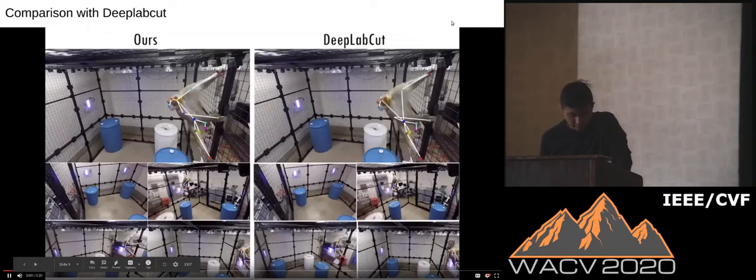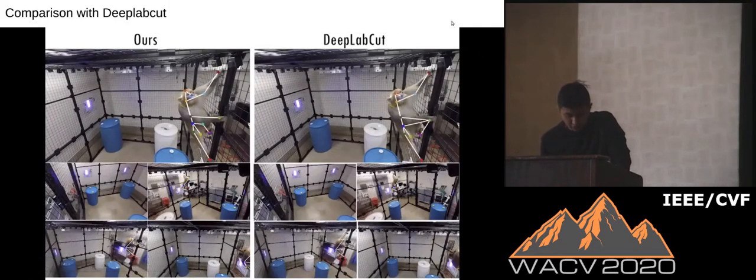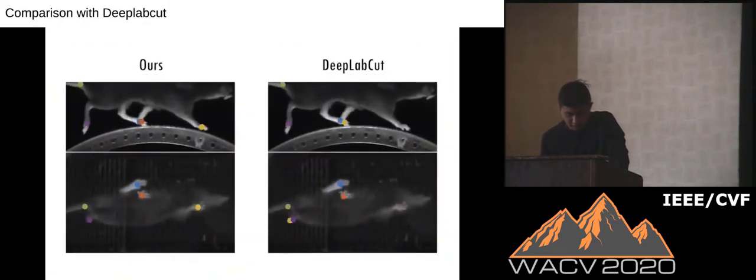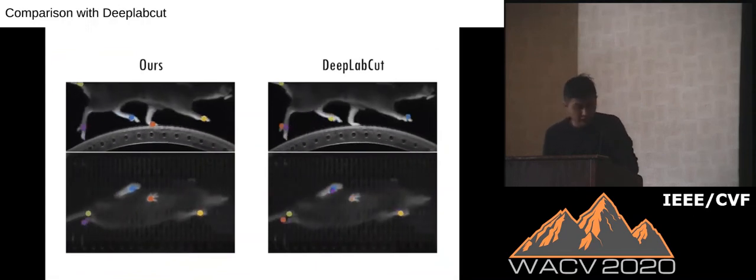So here we have the qualitative comparison between our method and DeepLabCut. We found jumpy detection in the DeepLabCut experiment while we have stable annotation in our method with the same number of annotations.